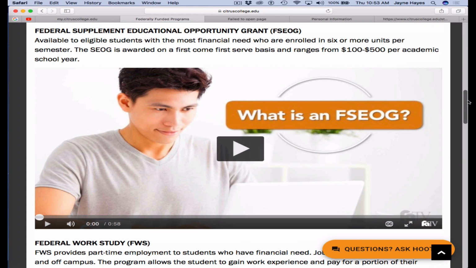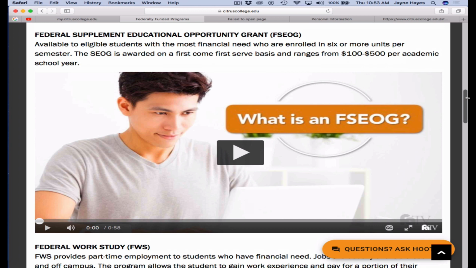Okay, this is another grant that you can qualify for. This is like a way smaller Pell Grant. This is up to like $500 per year. We also have what's called federal work study.